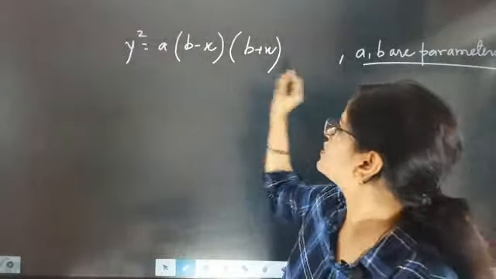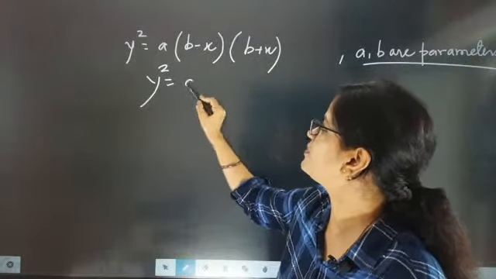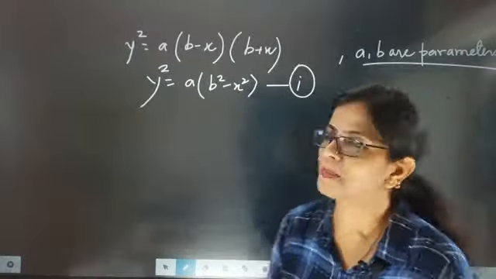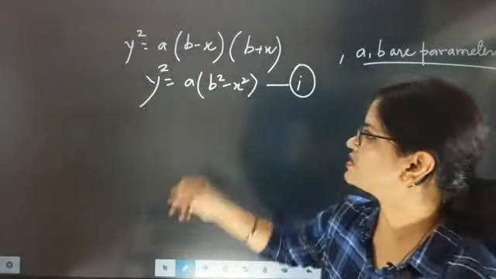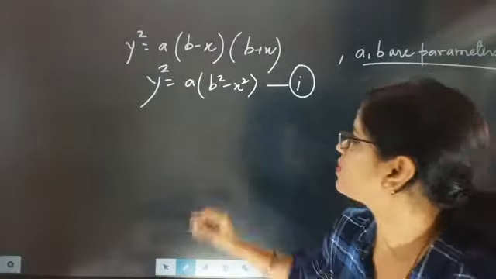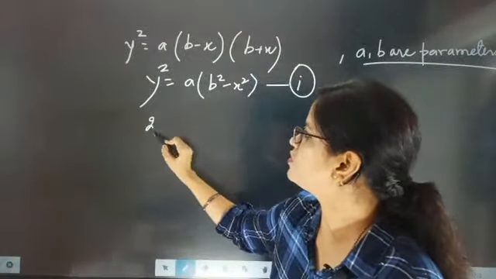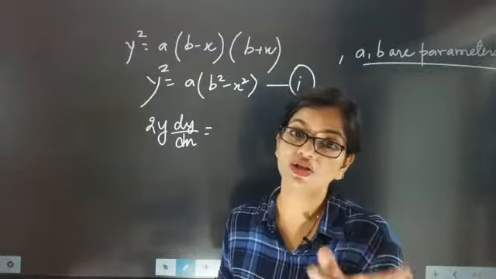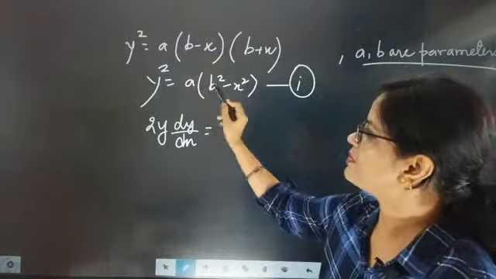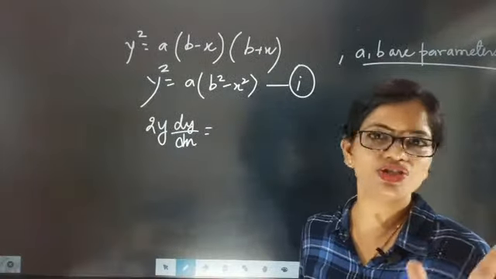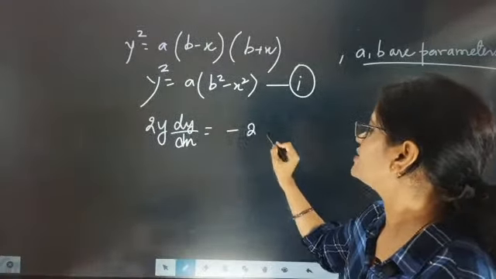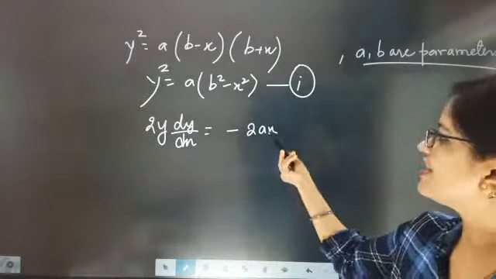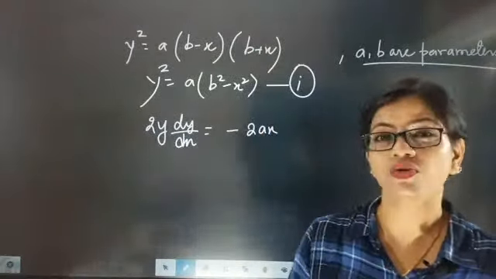Our first work is to take this as an equation. y square equals a, b square minus x square, and take it as equation 1. Now once you have converted this to equation 1, 2 parameters are not going to create a problem for us. We will differentiate it. It becomes 2y dy by dx, differentiating 2 times because 2 parameters are given. One time, ab square differentiation, constant differentiation is 0, so it comes as minus 2ax. Since 2 parameters are there, we can write here a and substitute, but the b part is going to create a problem.